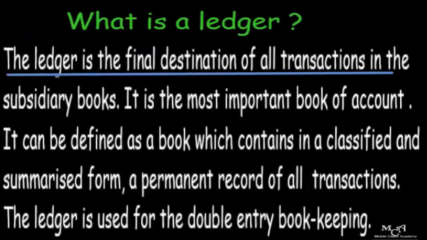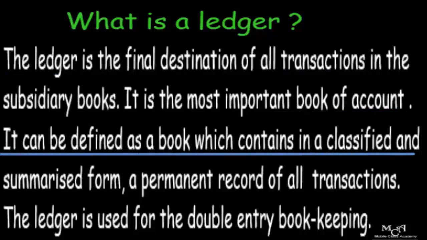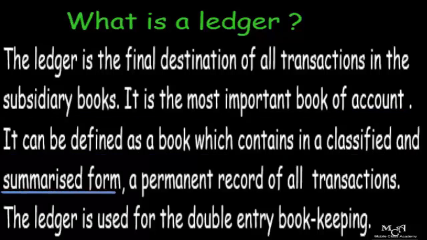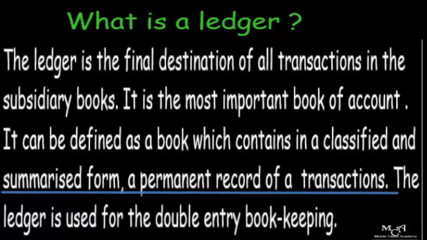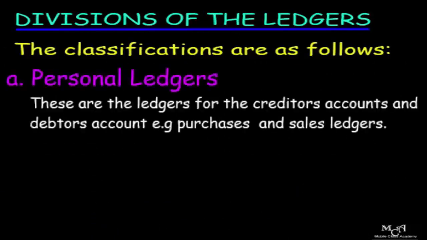Next, what is the ledger? The ledger is the final destination of all transactions in the subsidiary books. It is the most important book of accounts. It can be defined as a book which contains, in a classified and summarized form, a permanent record of all transactions. The ledger is used for the double entry bookkeeping.